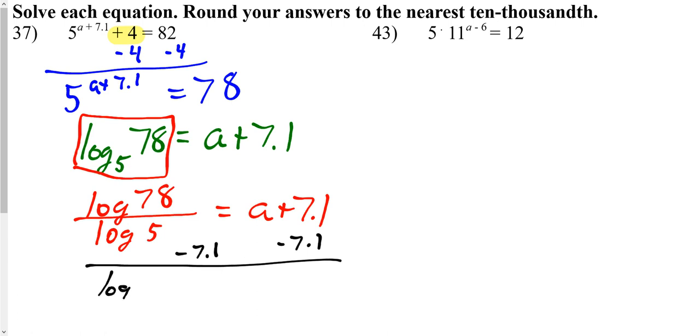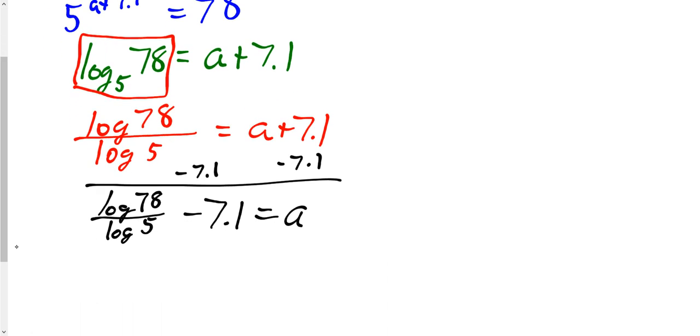So it's our log fraction minus a 7.1. This is what we would refer to as your calculator ready form. So we're going to type this in by going log 78, close your parenthesis, divide log 5, close your parenthesis, minus 7.1, and then when we type that in, we would get a to be approximately negative 4.3930. We do need to have that 0 there because it indicated in the directions to the nearest 10,000. So we have to have that 0 there to indicate we went to the nearest 10,000.